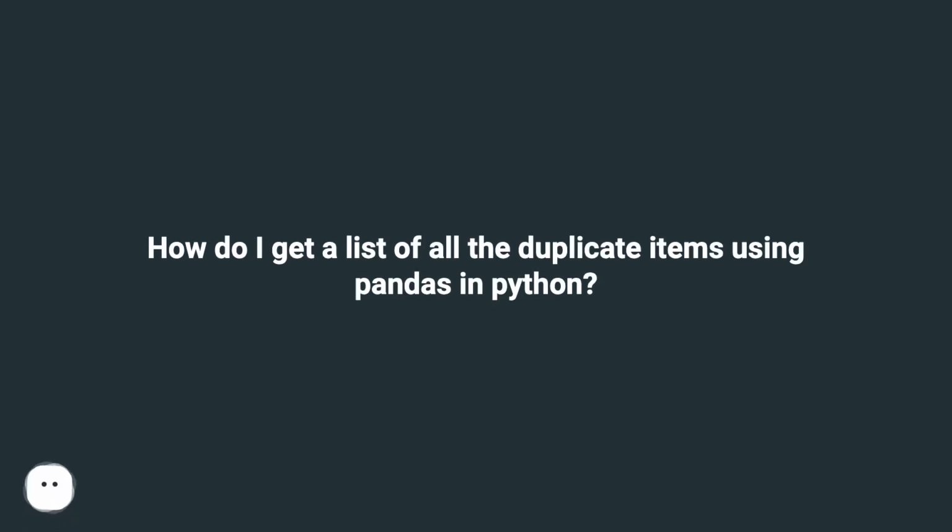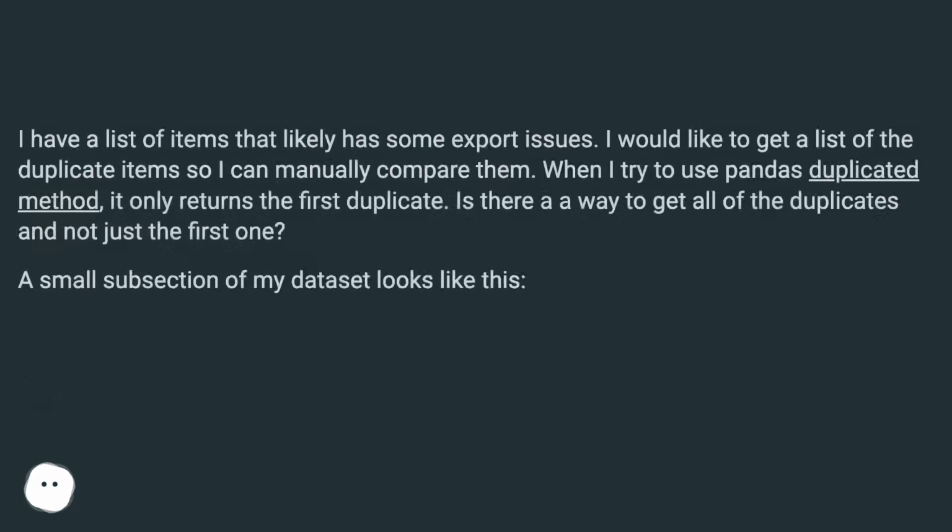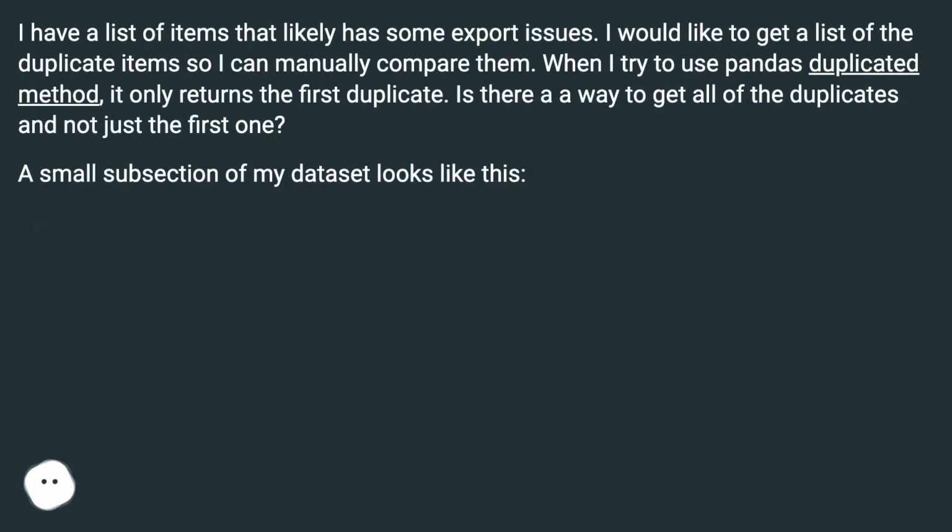How do I get a list of all the duplicate items using pandas in Python? I have a list of items that likely has some export issues. I would like to get a list of the duplicate items so I can manually compare them. When I try to use pandas duplicated method, it only returns the first duplicate. Is there a way to get all of the duplicates and not just the first one?